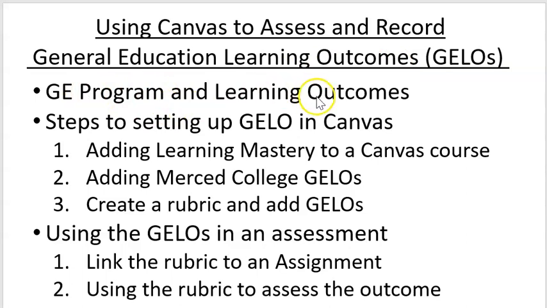We'll take a look at our GE program and the learning outcomes associated with it, and then we'll go through the steps on setting up the general education learning outcome, or GELO, in Canvas. And you can see there's a couple steps here, and then we will end off with looking at an actual assessment of the GELOs in Canvas using the gradebook.